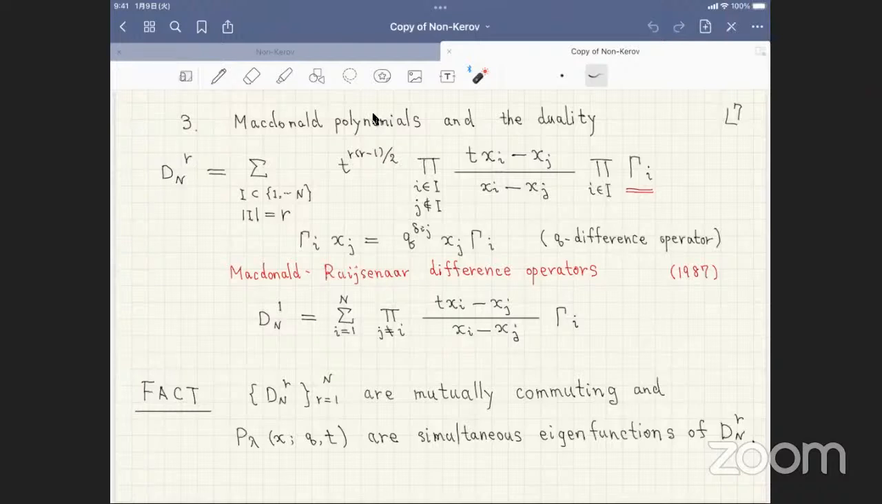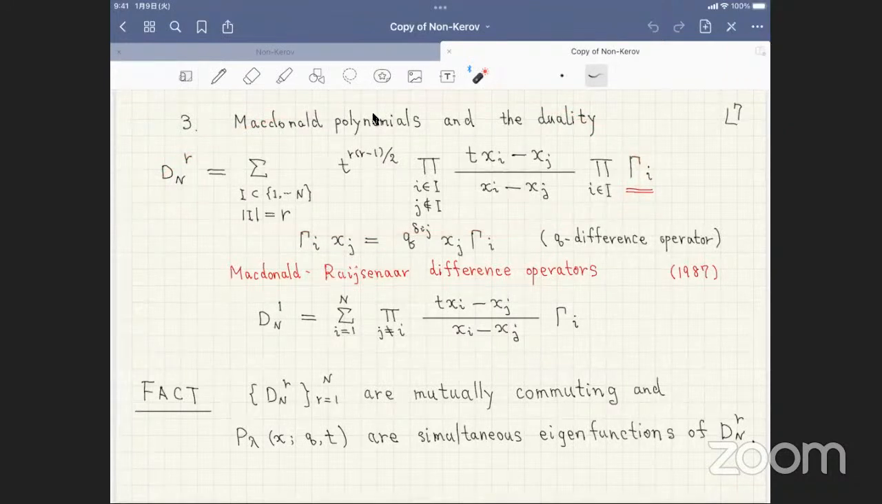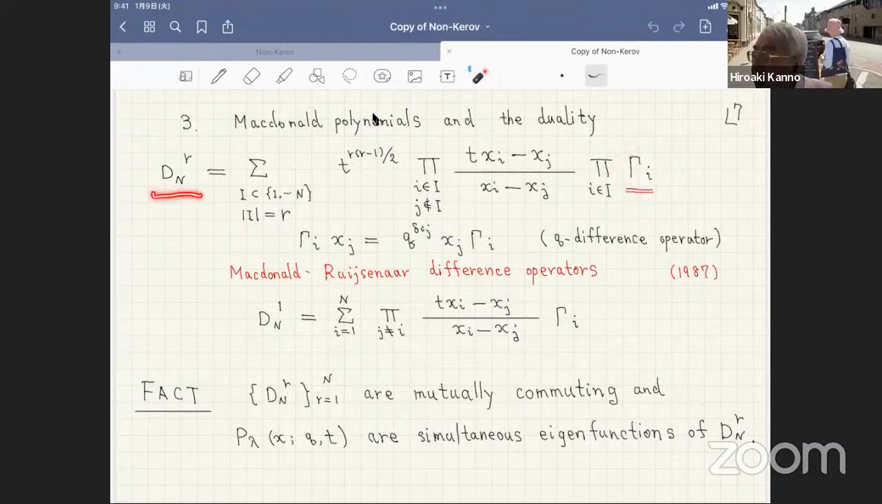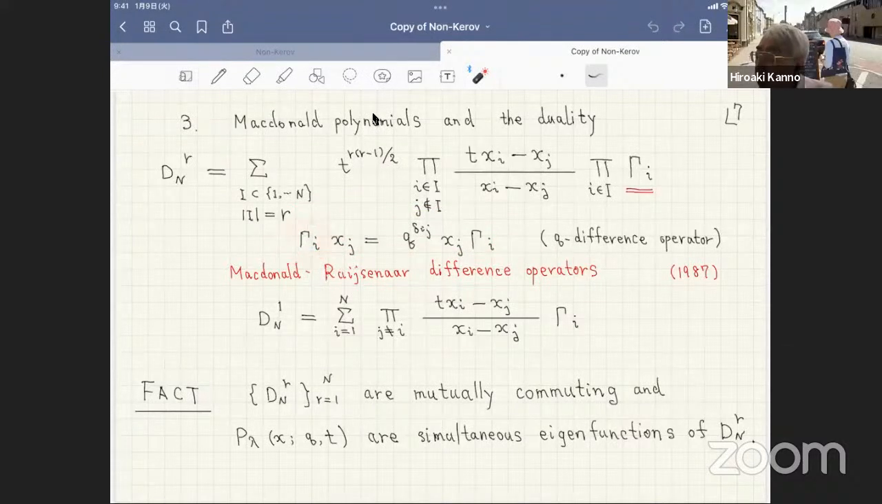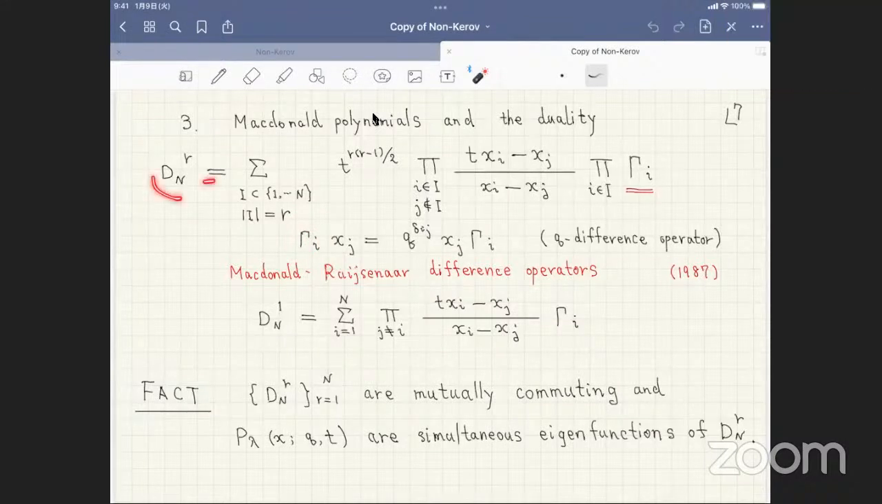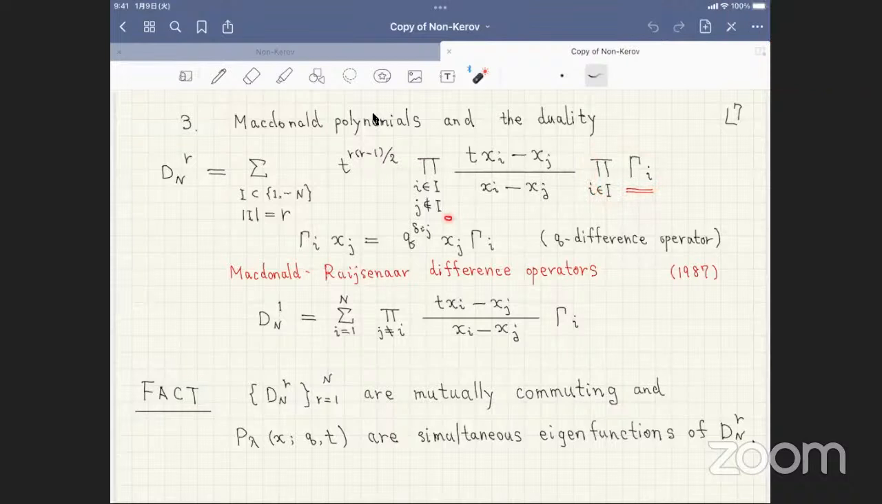The Macdonald-Ruijsenaars difference operator already appeared in the talk of Yanagida-san. So we have some Q. This is a difference operator acting on symmetric polynomials, and the meaning of the difference operator is that gamma I Q commutes with the variable x. So this is a kind of momentum variable. Then the Macdonald-Ruijsenaars difference operator of R's order has a product of R of these difference operators, and this is some coefficient.